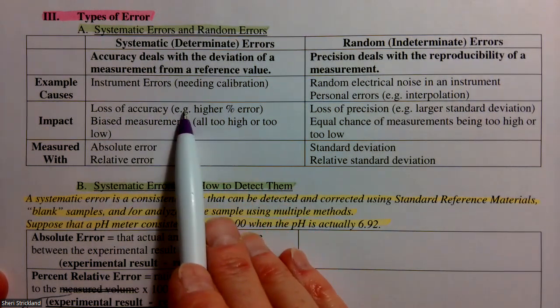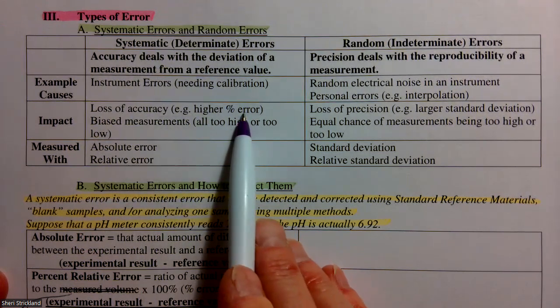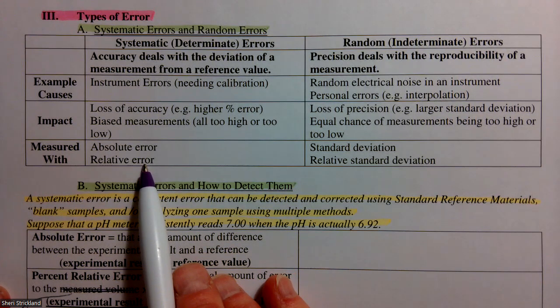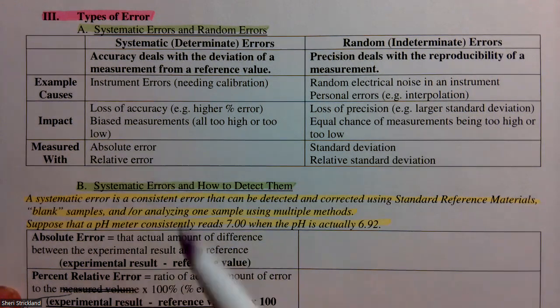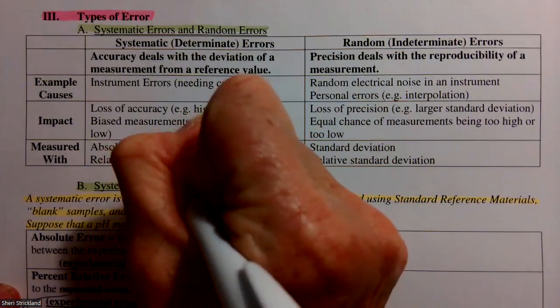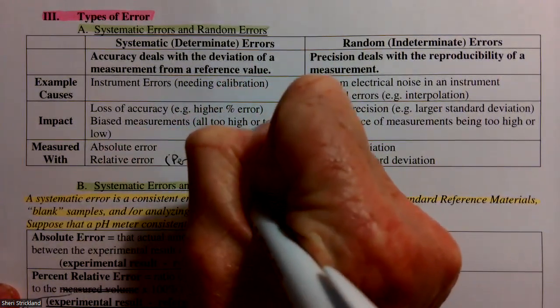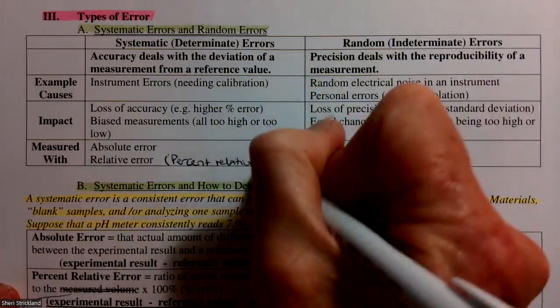But basically, they cause a loss of accuracy. That is a higher percent error. And so we see things like absolute error and relative error. Actually, percent relative error is what we call percent error.